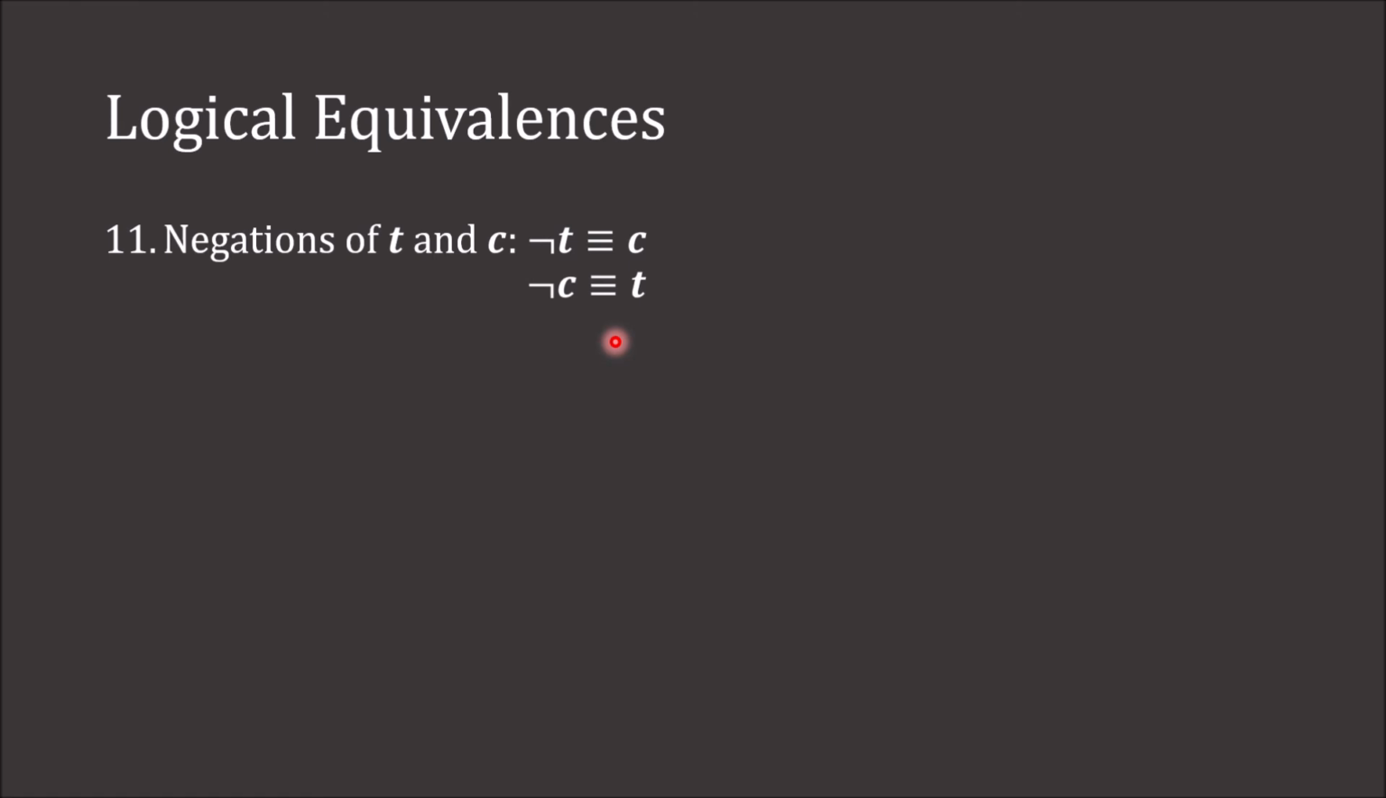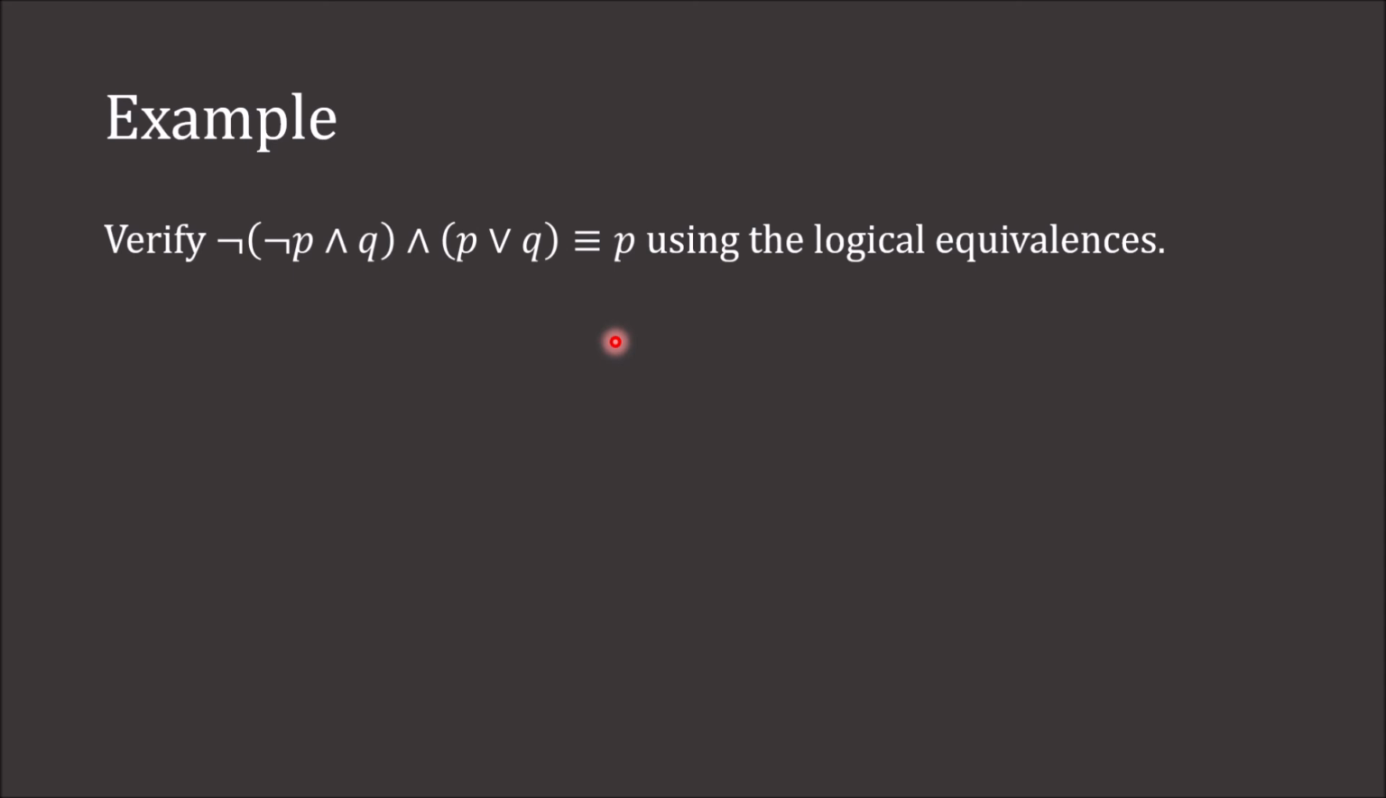Now with these 11 equivalences, we can verify logical equivalence in a much simpler way rather than creating a truth table. So we're going to do that to verify that the negation of (not P and Q) and (P or Q) is logically equivalent to P. In other words, we want to show that this left-hand side is logically equivalent to the right-hand side. And we're going to do this only using logical equivalences, no truth table.